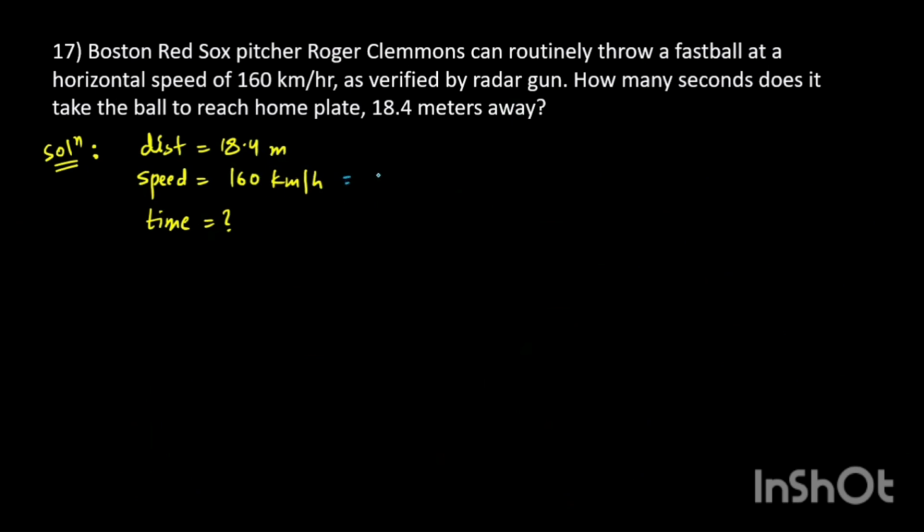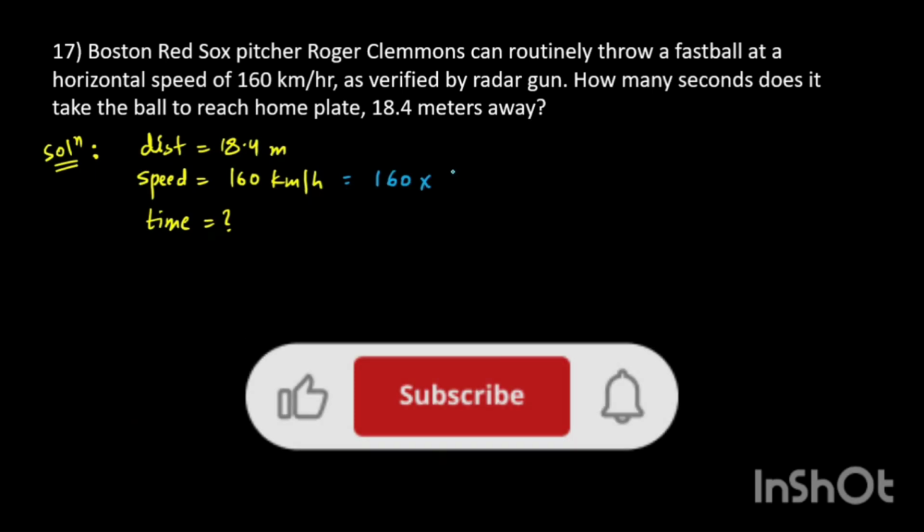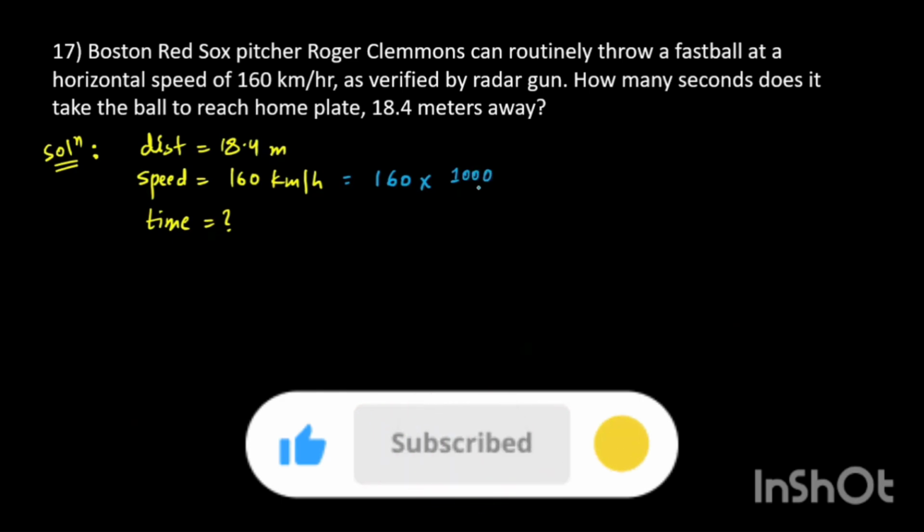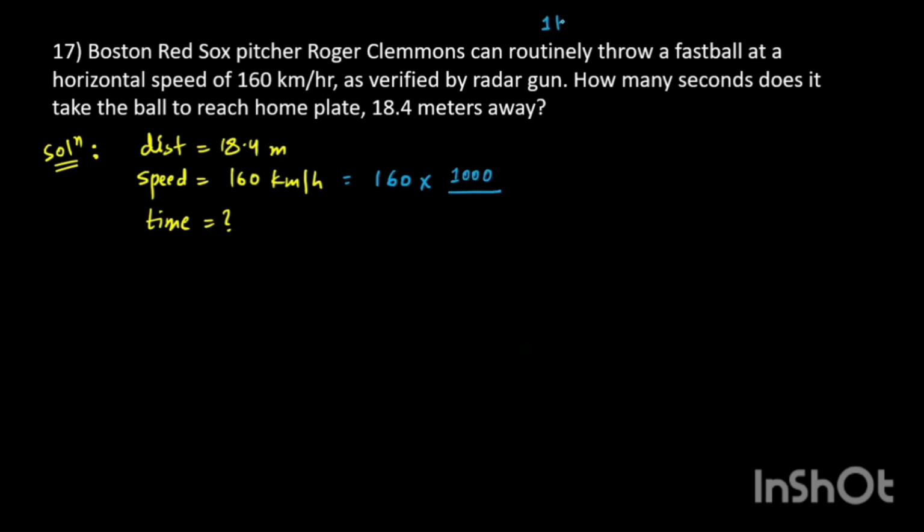How can we do so? 160 into, now how many meters are there in 1 kilometer? 1000. And how many seconds are there in 1 hour? 3,600. Correct. So when we multiply 160 by 1000 upon 3600, we'll get velocity in meters per second. We have to simplify this equation.